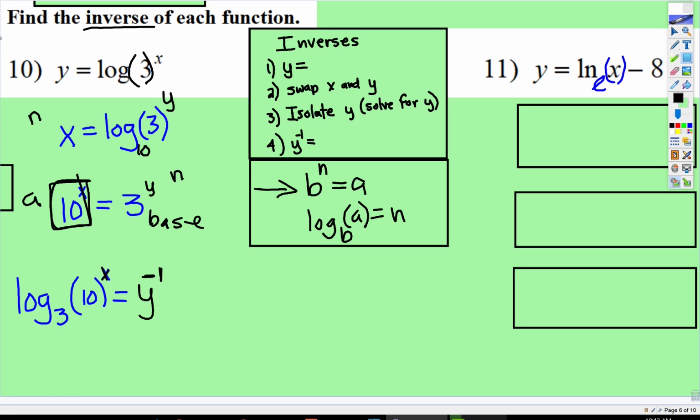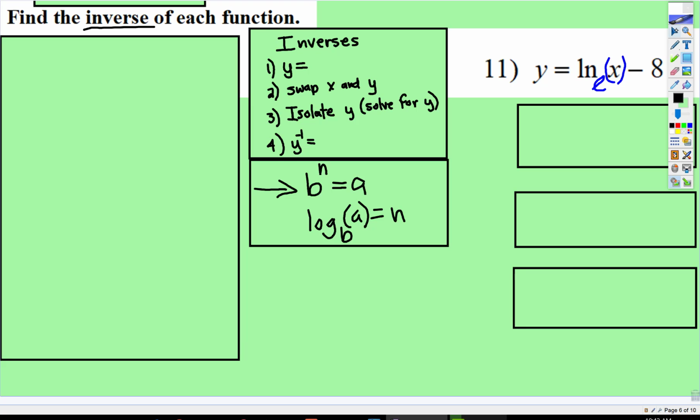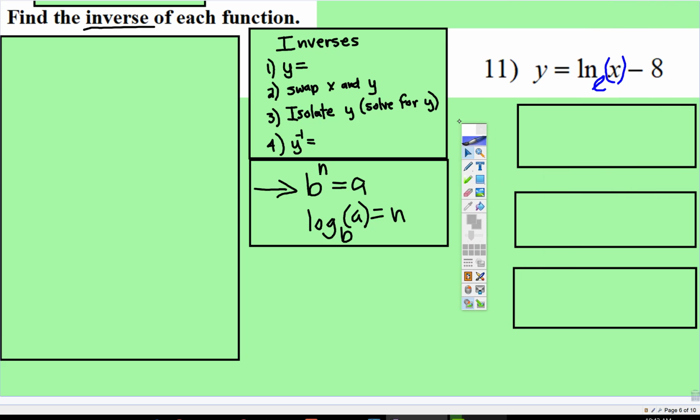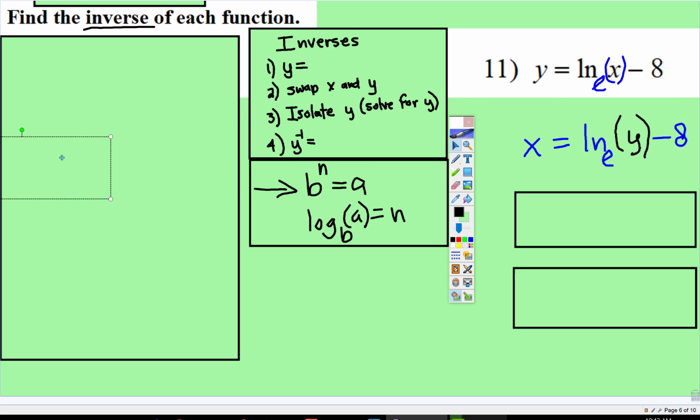All right, and we're going to shift over to, now we have a natural log, and just remember that for every single natural log, the base is the letter e. So we're going to swap out the x's and the y's. So the y is now in here. Well, we need to get the natural log of y by itself. So we're going to add the 8 to both sides.